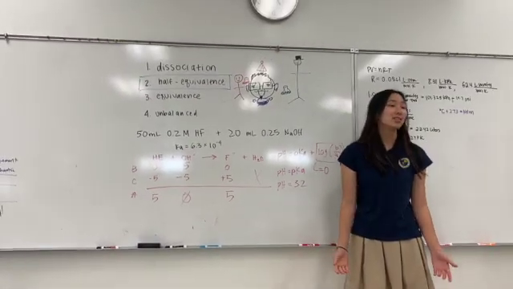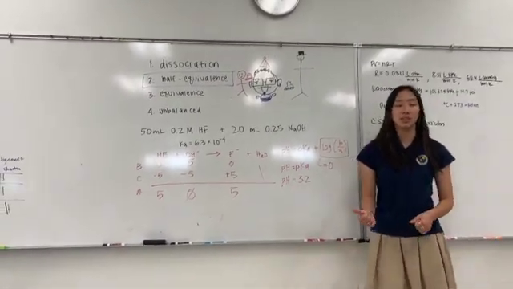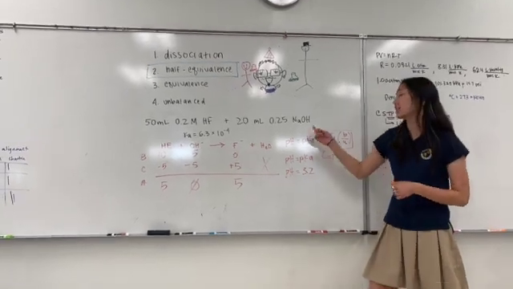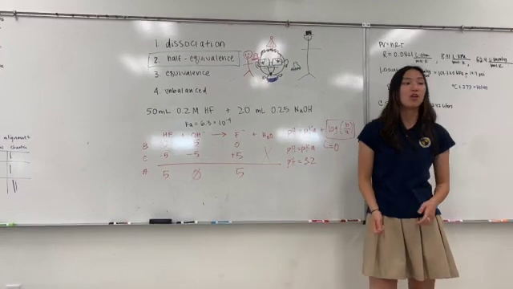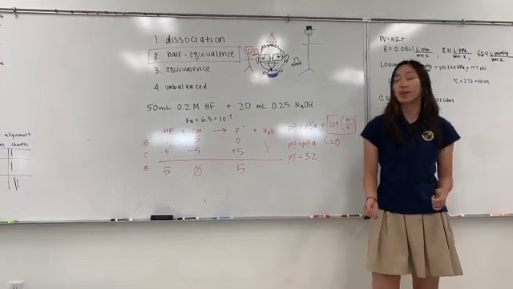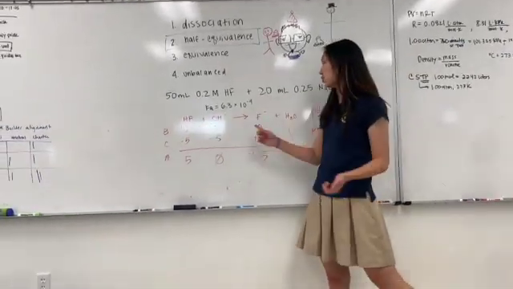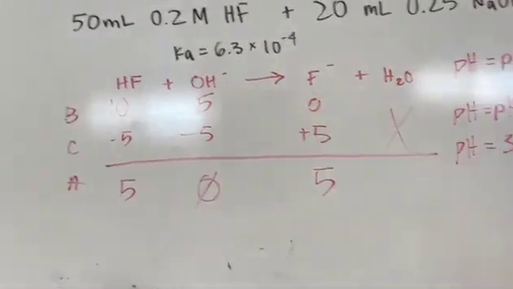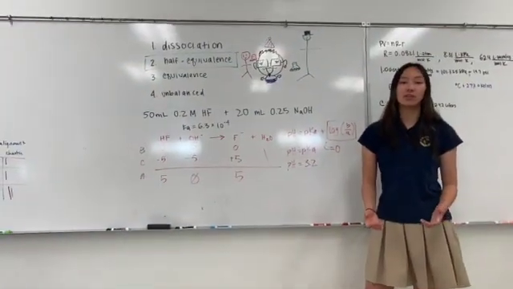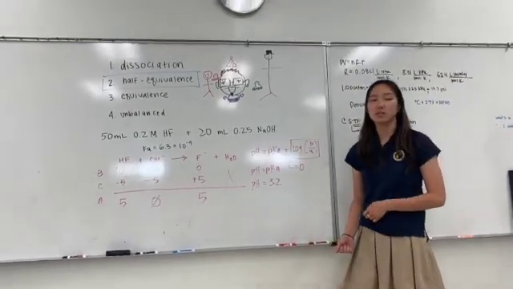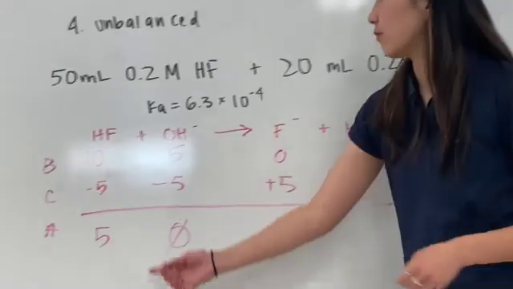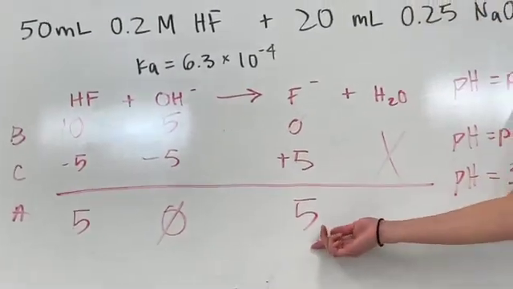Whether or not you did it, let's take a look. First, set up a BCA table using millimoles. I hope you recognize that NaOH is strong and it dissociates into OH minus. From here, you can see that the amount of moles of HF is twice as much as the amount of OH minus. So we have a half equivalence problem on our hands. If you were to fill out the whole BCA table, you'd see that at the end of the reaction, the amount of HF is the same as the amount of F minus.